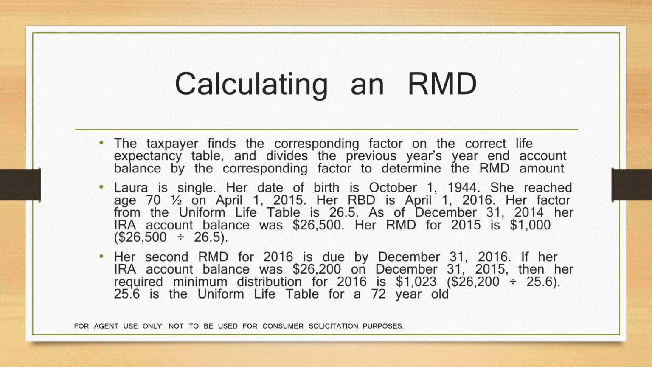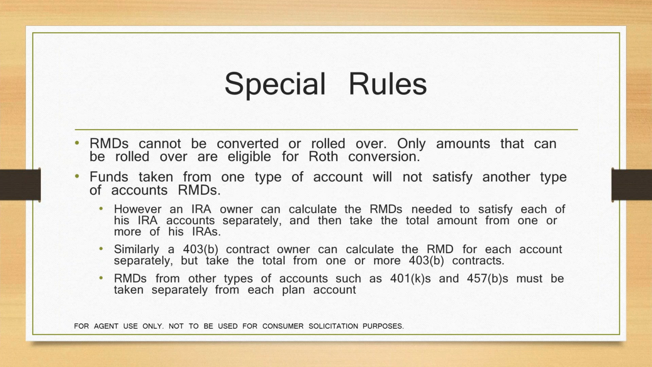And then her second RMD for 2016 is due by the end of 2016. If her IRA balance at the beginning of this year was $26,200, then her required minimum distribution would be $1,023, 26.2 divided by 25.6. And 25.6 is the Uniform Lifetime Table factor for a 72-year-old. That's how it works. That's how to calculate them.